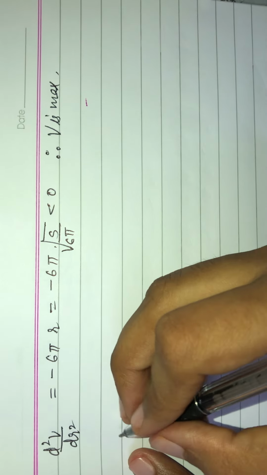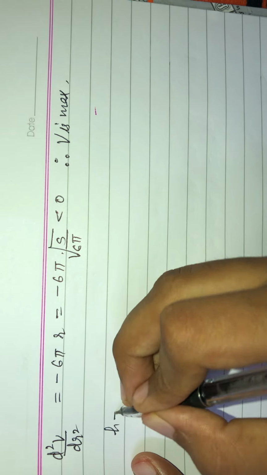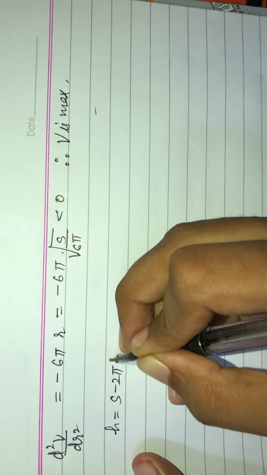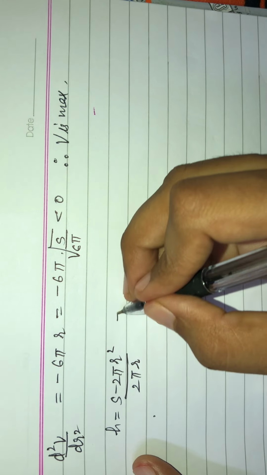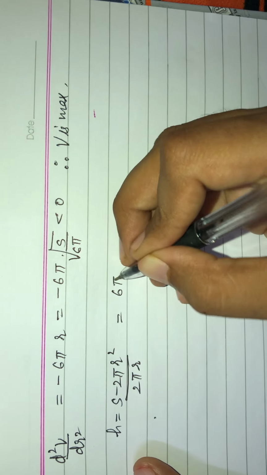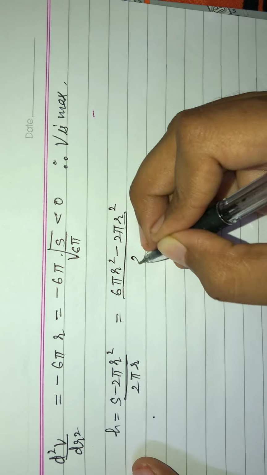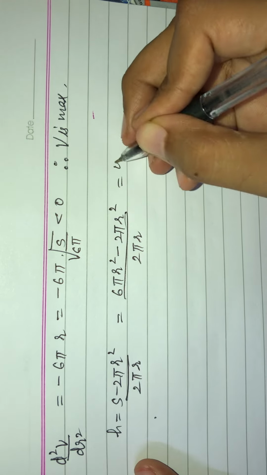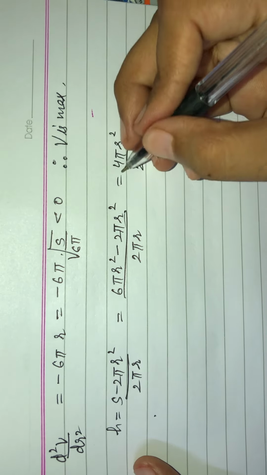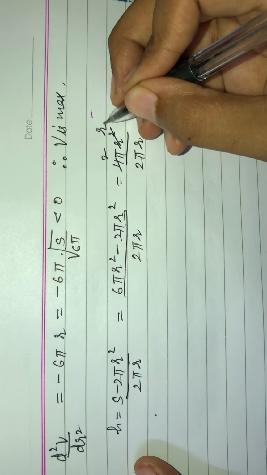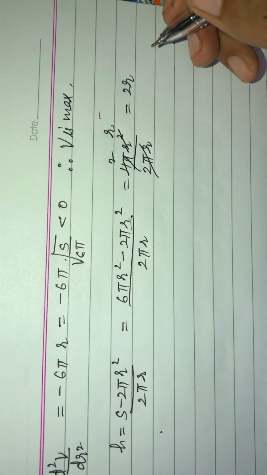Now prove h is equivalent to 2r. Now as per the condition, h is (S minus 2 pi r square) upon 2 pi r. So you know the value of S. S is 6 pi r square, so (6 pi r square minus 2 pi r square) upon 2 pi r. So I am getting 4 pi r square upon 2 pi r. So this will become 2, this will become r. The rest will cancel out. So h is equivalent to 2r.